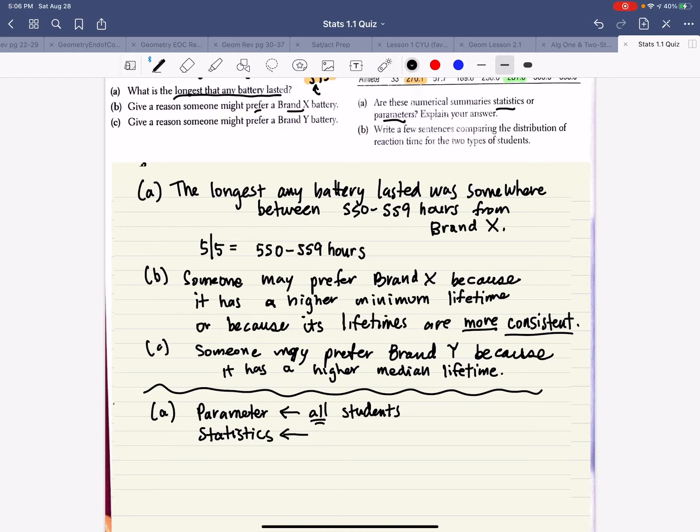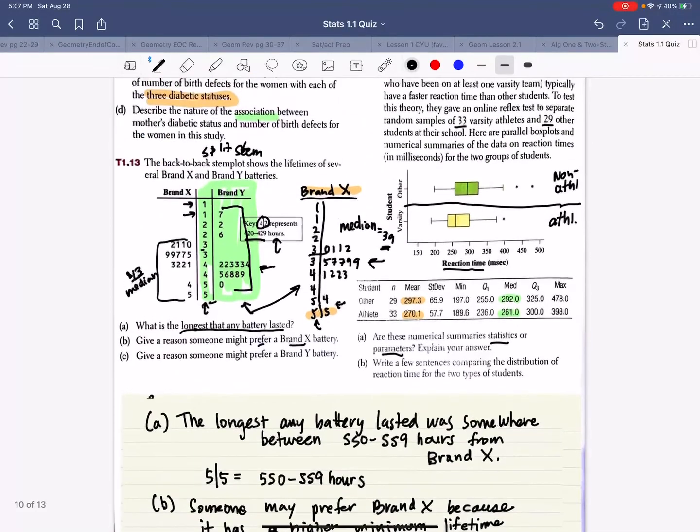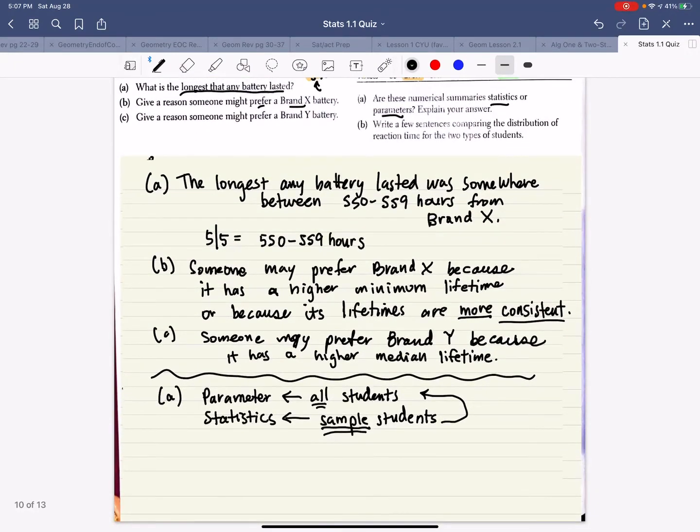When I take statistics, I take a sample of students. I try to take a sample in order to make some type of conclusion about a group of all of them. So that's what they're actually asking us here. They're saying, are these summary statistics or are these parameters? All of this data was just collected on these individuals. So this is data collected from a sample, and these numerical summaries are called statistics because they come from a sample.